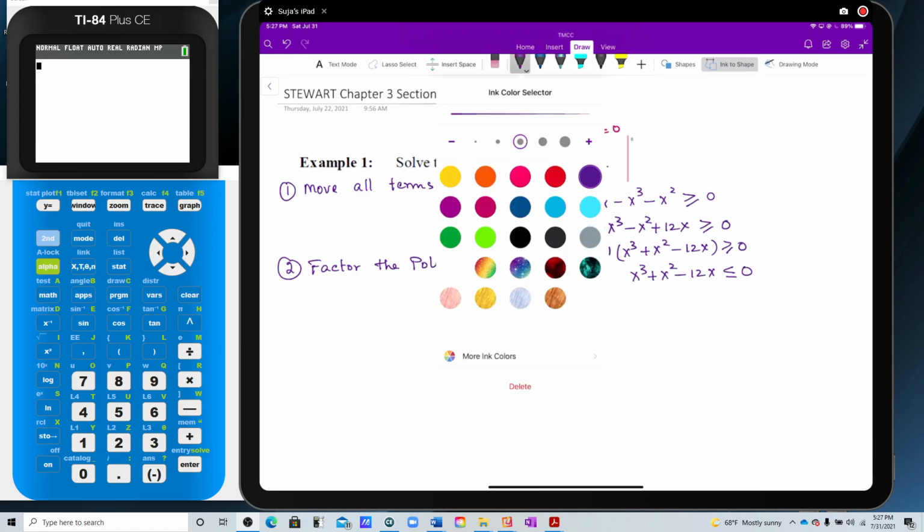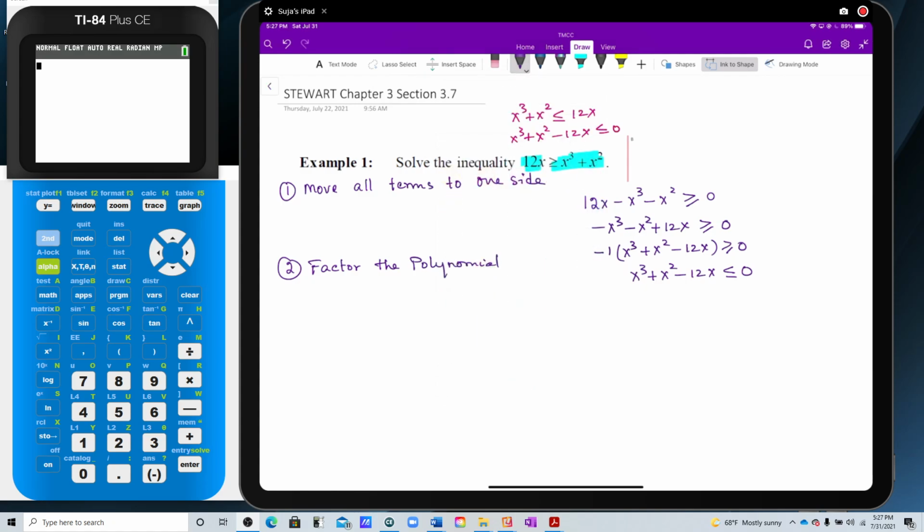So to factor the polynomial, I'm going to pull out an x. So it's x times x squared plus x minus 12 less than or equal to 0. Again, keep going. If I factor this x squared plus x minus 12, I would get x plus 4 and x minus 3. Again, review factoring if you're not sure of it. It's a prerequisite for this class, so you need to know how to do factoring. 4 times negative 3 is negative 12, 4 minus 3 is 1. So this is the factored form of the polynomial, and that was step 2.